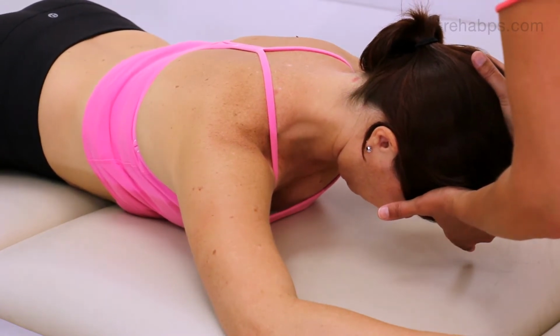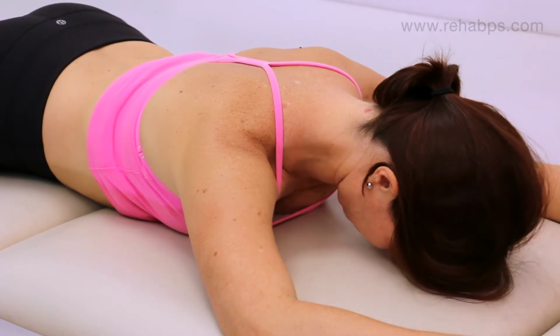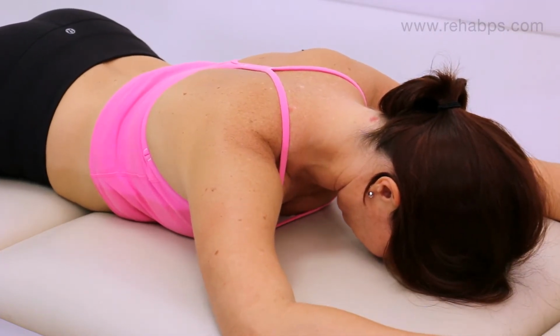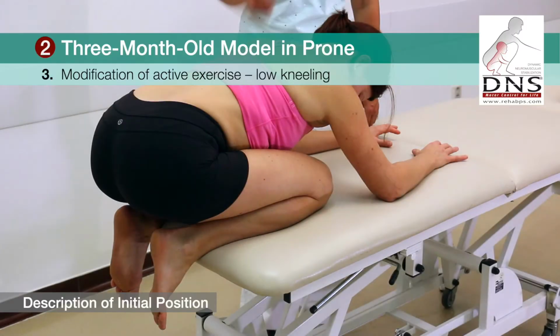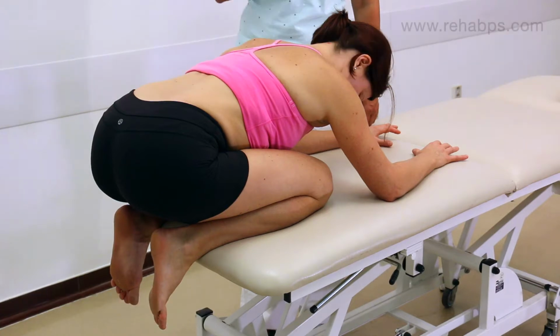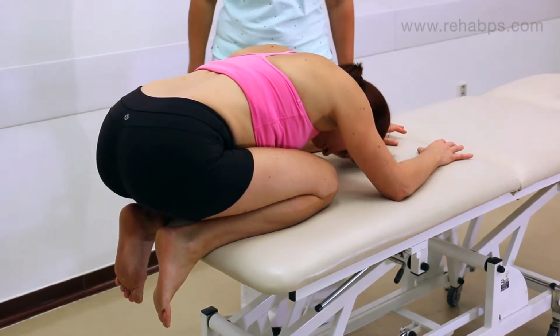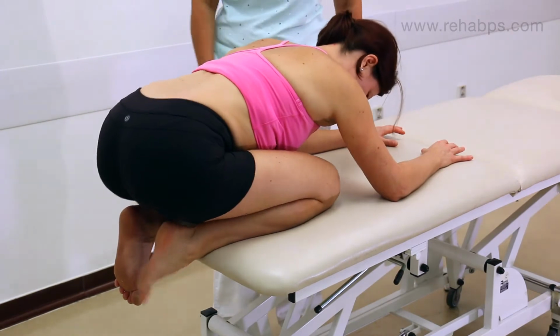The therapist applies slight pressure to the head in the axis of the spine, and the patient works against the therapist's resistance. Similarly, exercises can be performed in low kneeling with forearm support. The patient is in a quadruped position with the toes off the table.